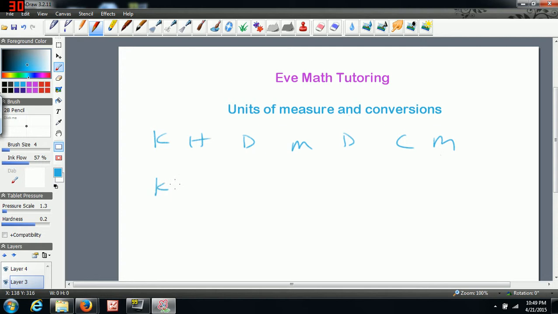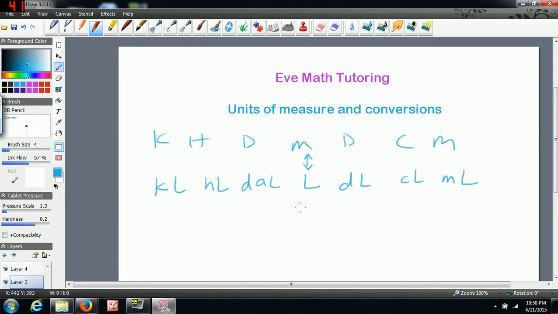Now, kiloliter, hectoliter, decaliter, liters, deciliter, centiliter, and milliliter. So when you're going between kiloliters, liters, and milliliters, you can kind of use the same chart, but you have to watch out for this one here, okay? So now for liters, we're going to use this chart right here.